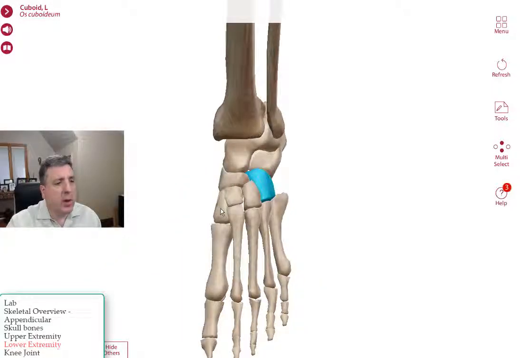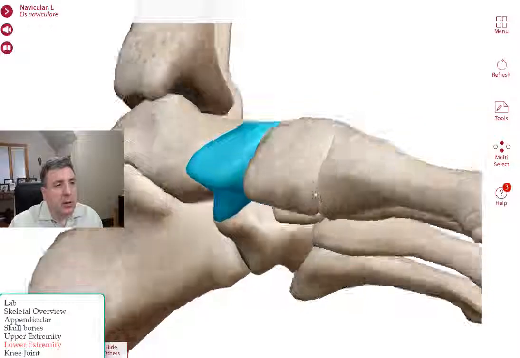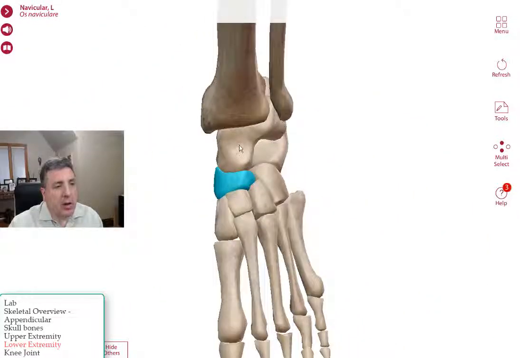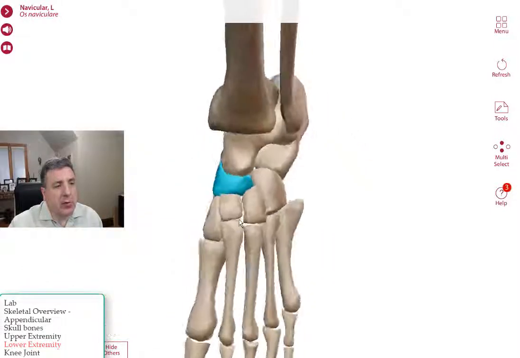Let's go back. Also, the medial cuneiform is articulating with the metatarsal of the great toe. Intermediate is with the second one. And the lateral one is essentially going to be the third metatarsal in this case. And then the last bone that we did not mention is the navicular. The navicular articulates with part of the talus as well as the cuneiforms and a little bit of the cuboid. Okay, so that's the navicular bone.